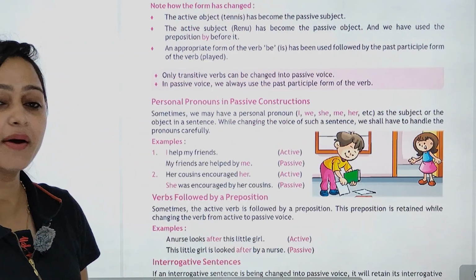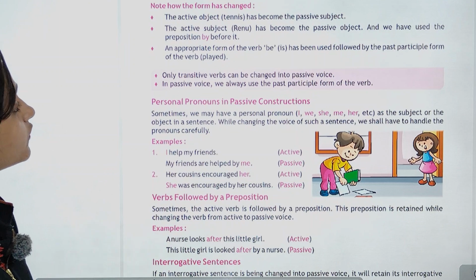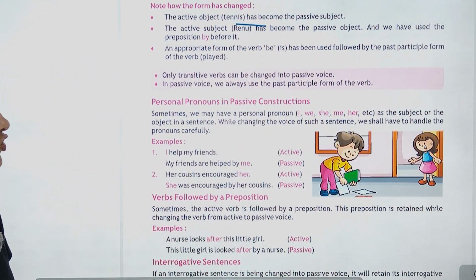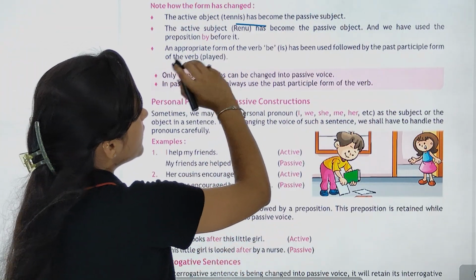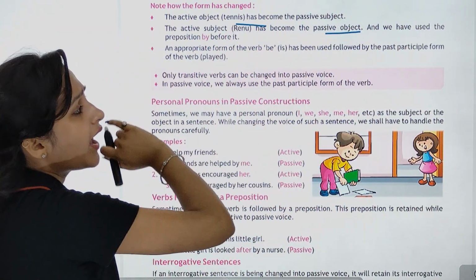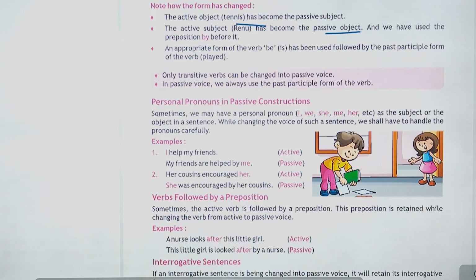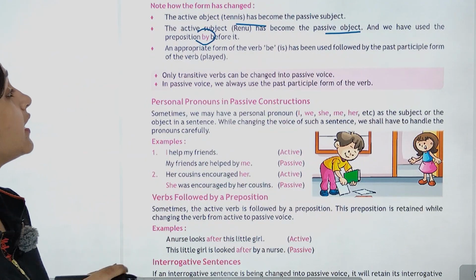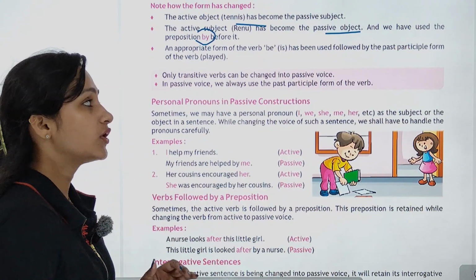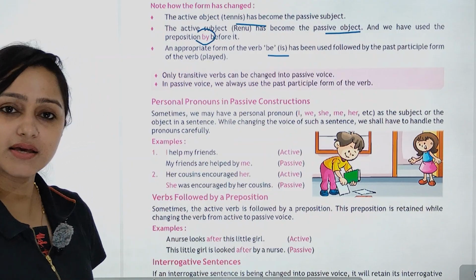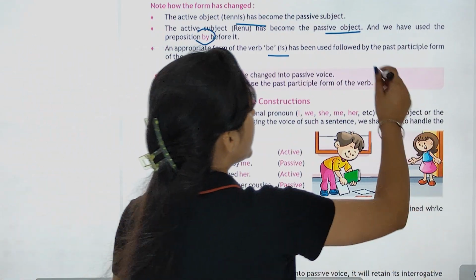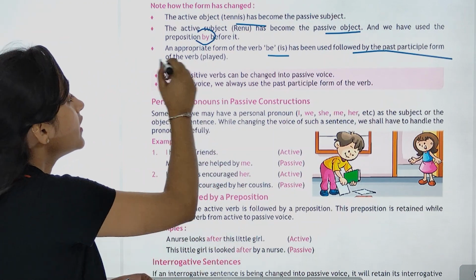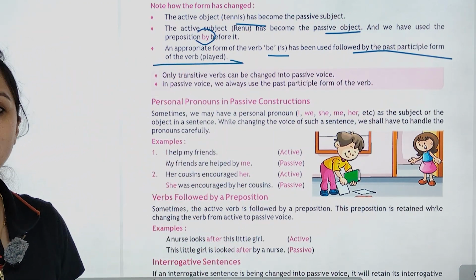Now note how the form has changed. कैसे हुई form change? The active object, which was tennis, has become the passive subject. The active subject Juhi has become the passive object. And we have used the preposition by. हमने preposition by का use करा. Before that, an appropriate form of the verb be, is, has been used, followed by the past participle form of the verb, that is played.